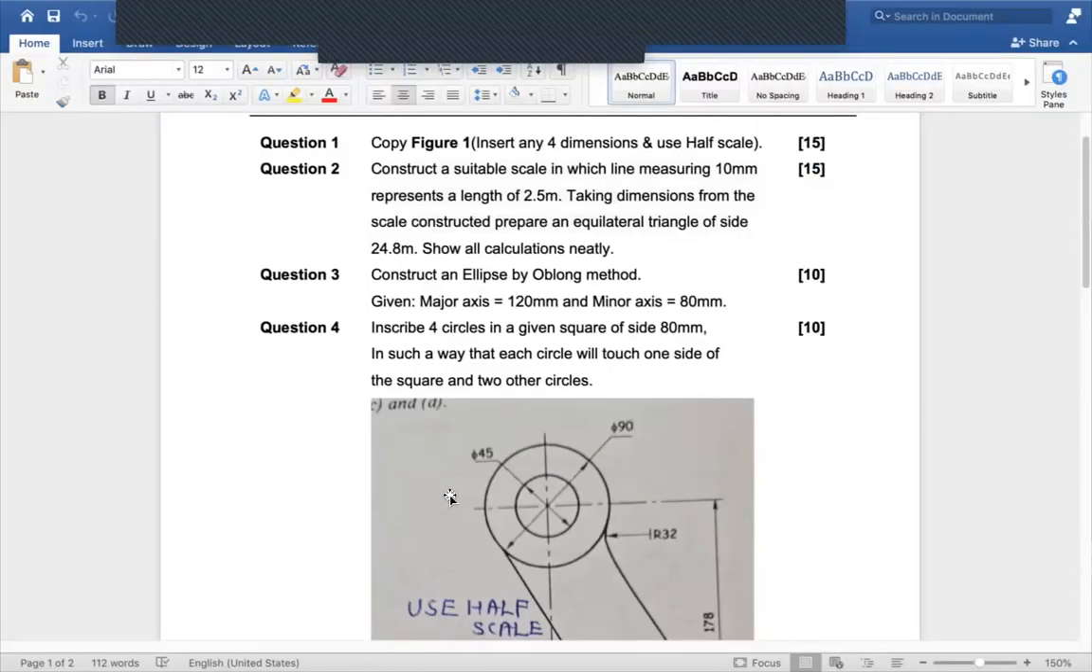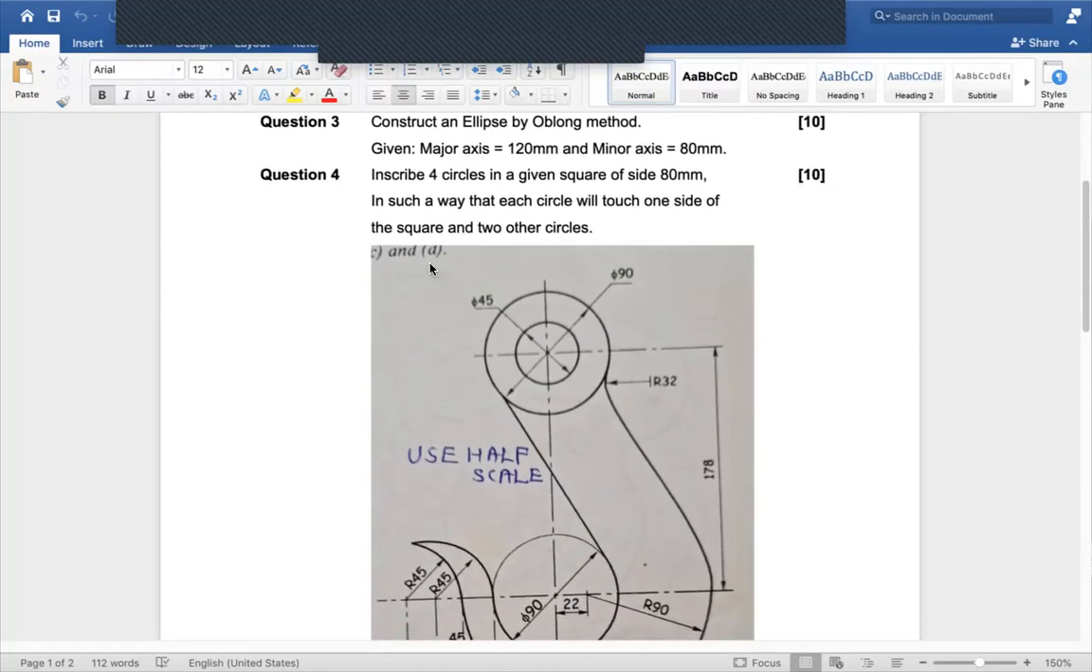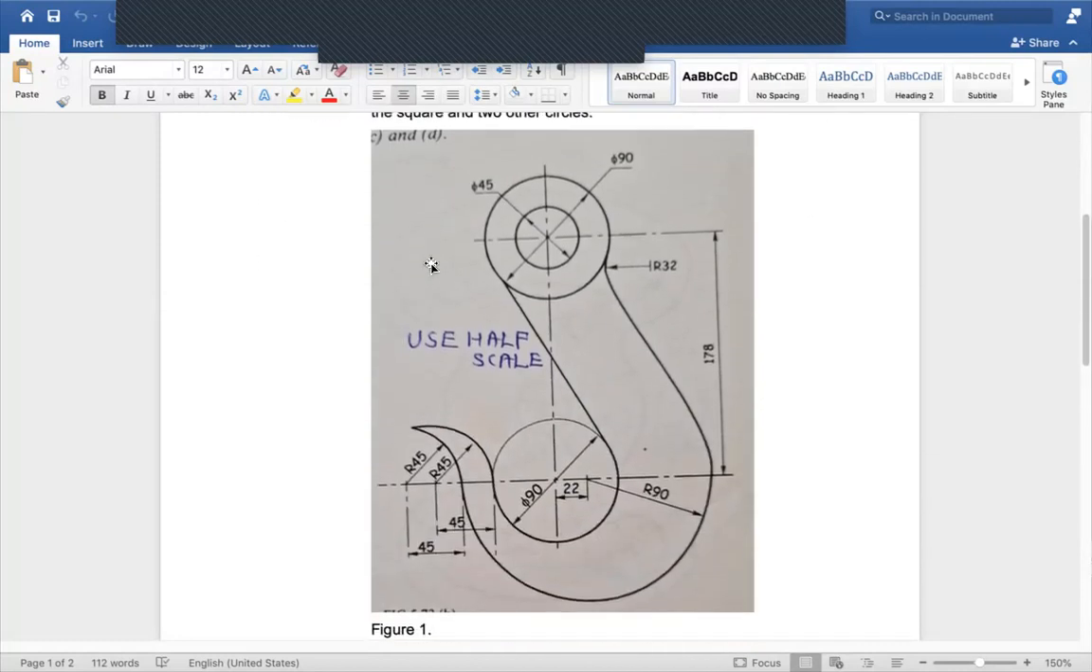So good afternoon, everyone. I hope you people have done this paper. Now what I'll do, I will show you the marking scheme in the exam, how they will give you marks and all, and I will explain how to do all these sums also. So first we have to draw this sum in the template.